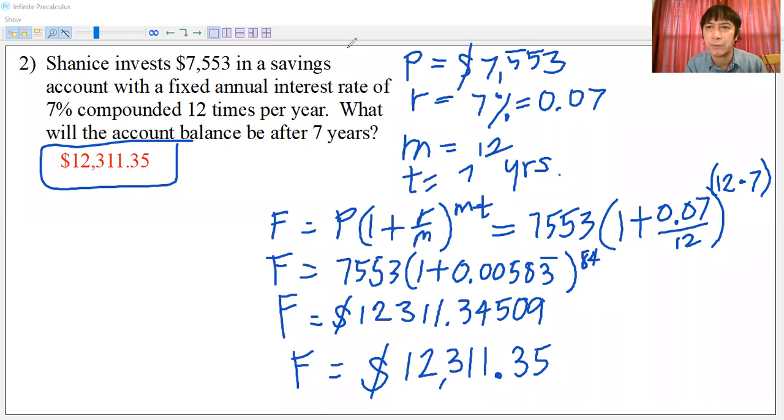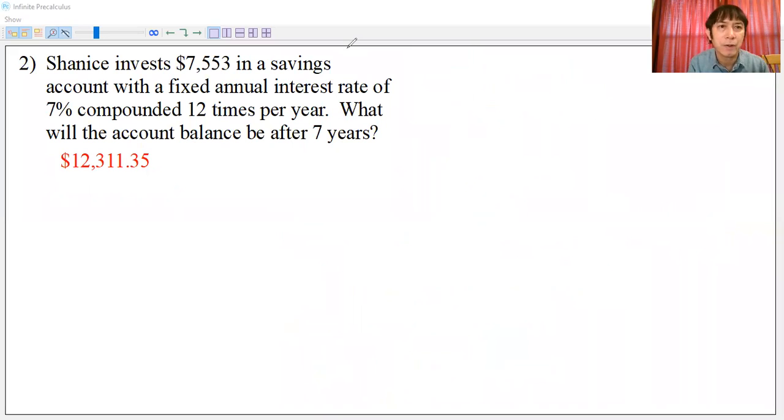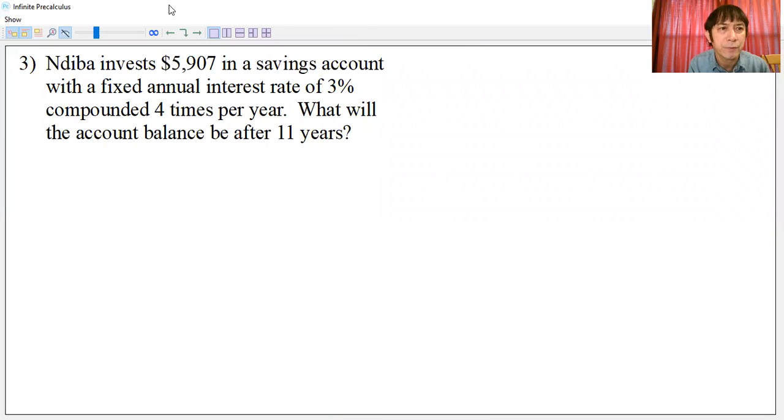Let's continue with our third. Let me clear the screen. And let's do our third. Okay, here's our third number. Ndiba invests $5,907 in a savings account with a fixed annual interest rate of 3% compounded 4 times per year. What will the account balance be after 11 years?